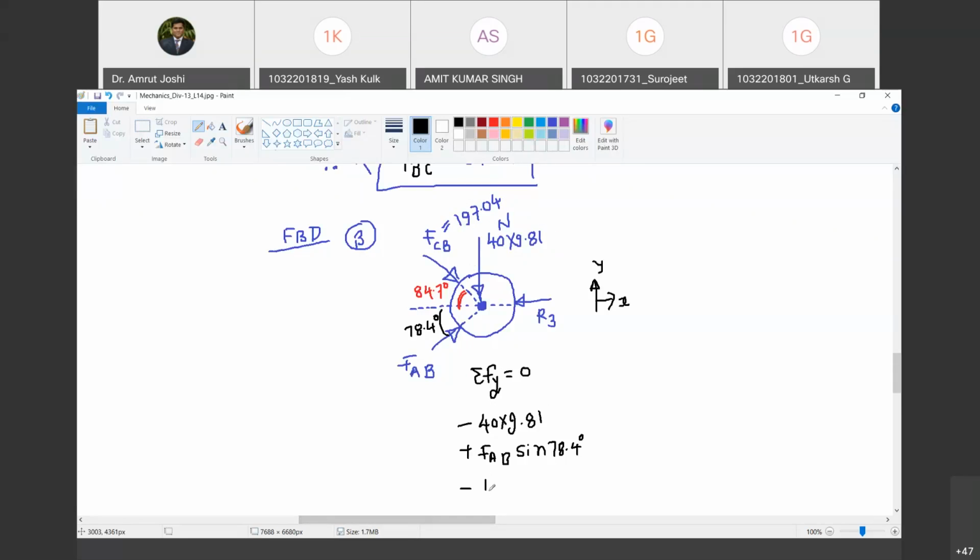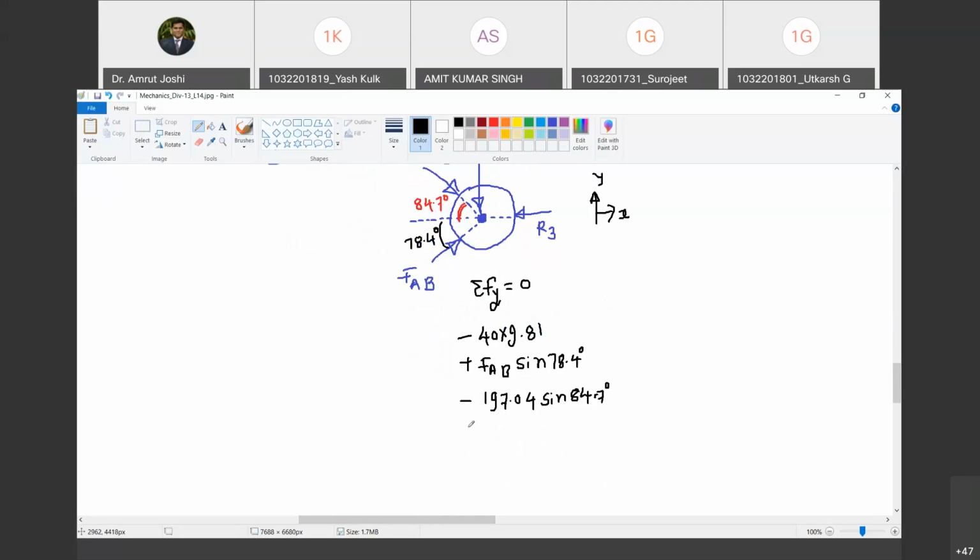Minus FCB also, of course. Minus 197.04 sine of 84.7, where theta is the angle, so cos theta for one and sin theta for the other. Are you with me? Yes. So minus 197.04, and no component of R3 will come in the vertical direction. Therefore, this ought to be equal to 0. This directly gives me the value of FAB. Happy? Yes. And how much is FAB?